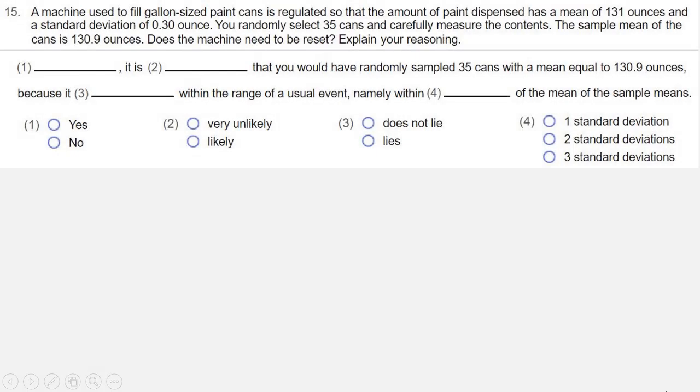A machine used to fill gallon-sized paint cans is regulated so that the amount of paint dispensed has a mean of 131 ounces and a standard deviation of 0.30 ounce. You randomly select 35 cans and carefully measure the contents. The sample mean of the cans is 130.9 ounces. Does the machine need to be reset?